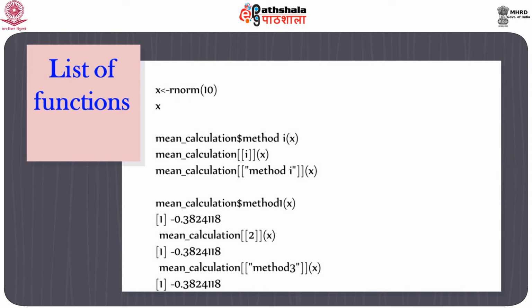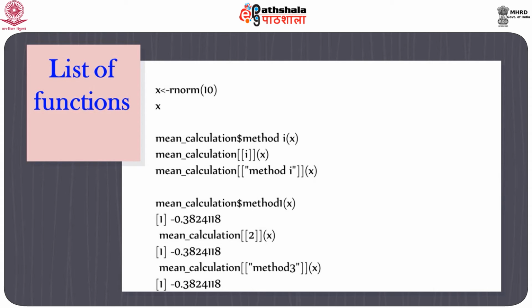In the previous example as well, we had shown different ways to extract functions from a list of functions. So here let us apply that. If we want to extract, say, method i from this list of functions for all i equal to 1, 2, 3, then what do we do? We will either type the first one, that is by using a dollar sign, or by putting the function number using the double square brackets, or we might put the function name treating it as a character. So this is how the output will look like.